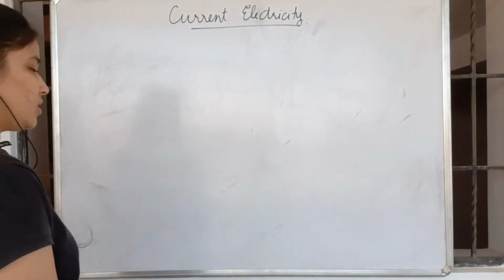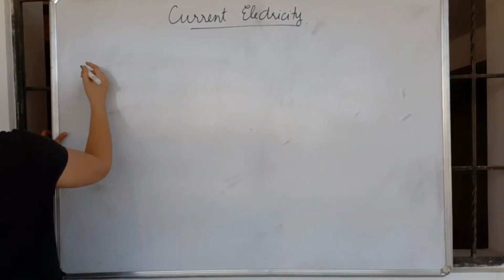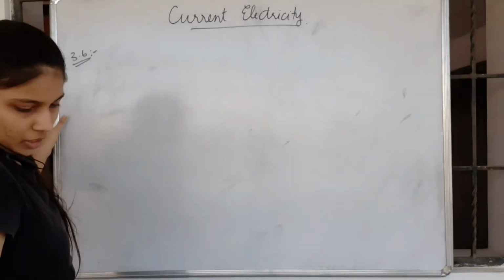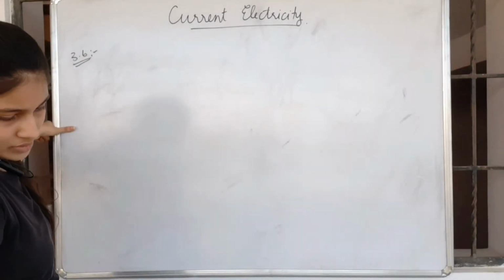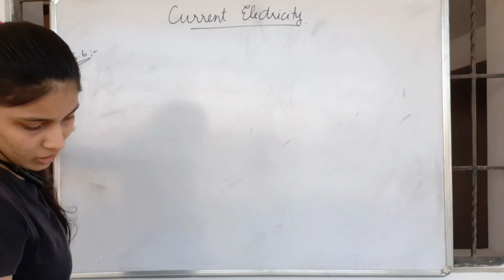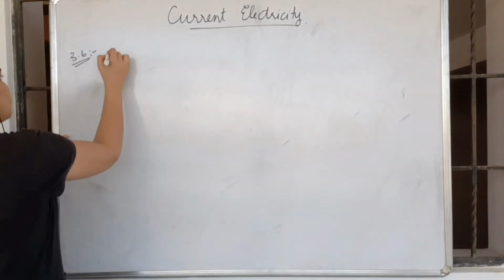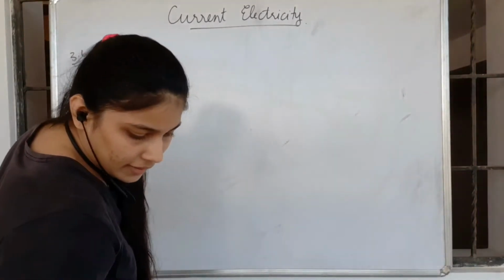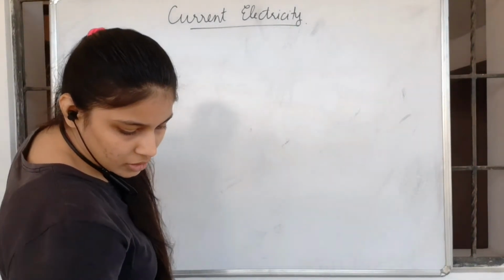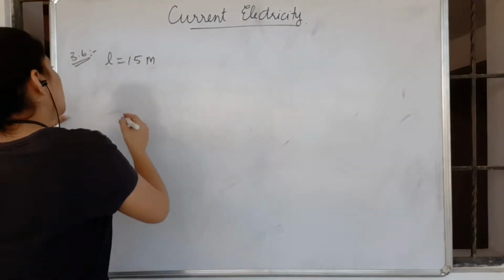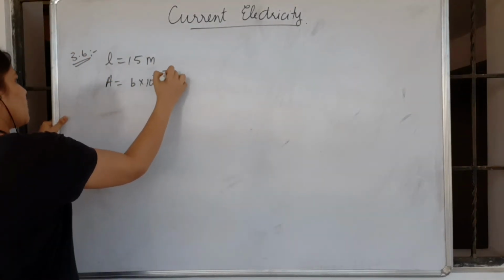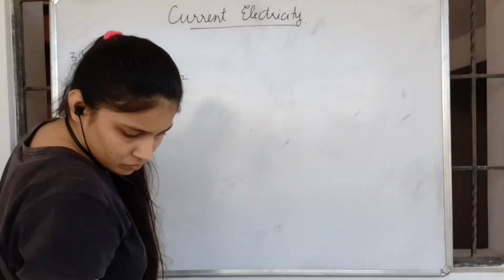Question number 3.6, again a basic question. So the first few questions are very simple in this NCERT exercise. A negligibly small current is passed through a wire of length 15 meter, and uniform cross section 6 into 10 power minus 7 meter square. So the cross section area is 6 into 10 power minus 7 meter square.